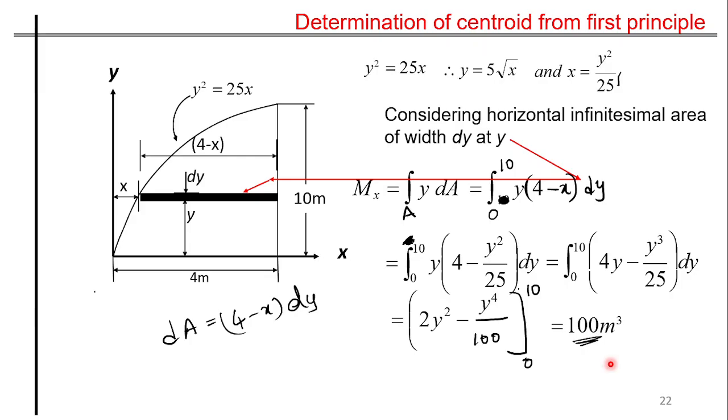So here it is going to be a little bit different. Why? Because you are considering the x, the location of it is going to be from the origin. So this is the x value that you are going to take, and this is the y value that you are going to take. And here the area dA is going to be 4 minus x into dy, where x is nothing but y square divided by 25. So 4 minus y square divided by 25 into dy is going to be the area multiplied with y. You are going to apply the integration and apply the limits. You are going to get the moment value.